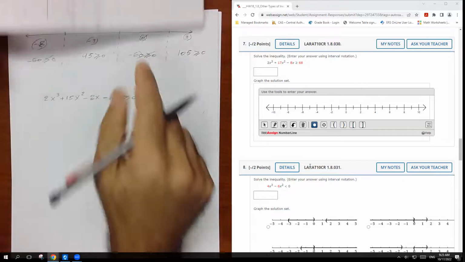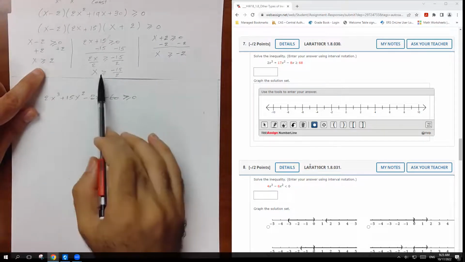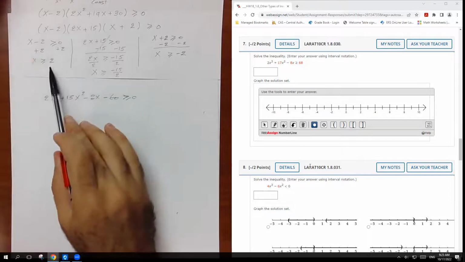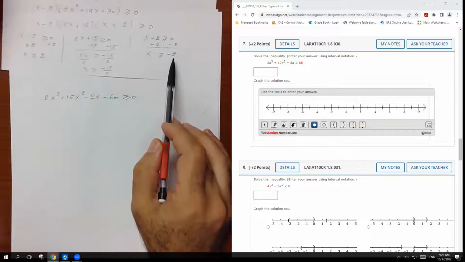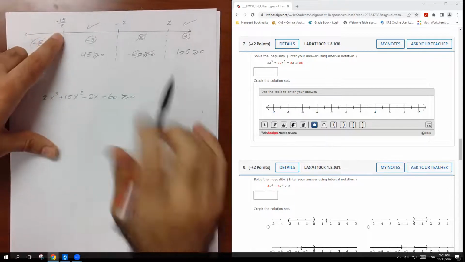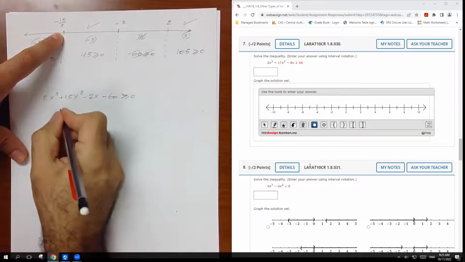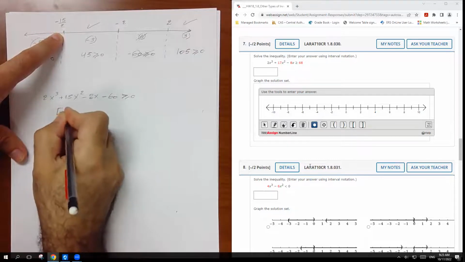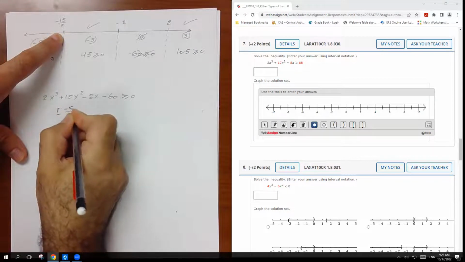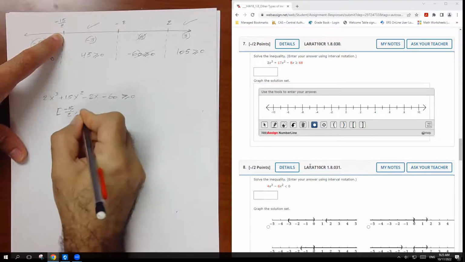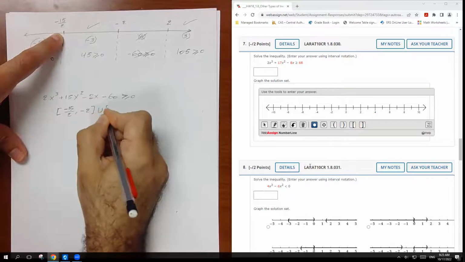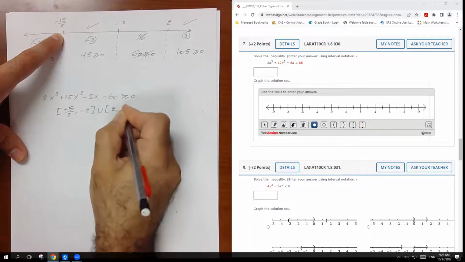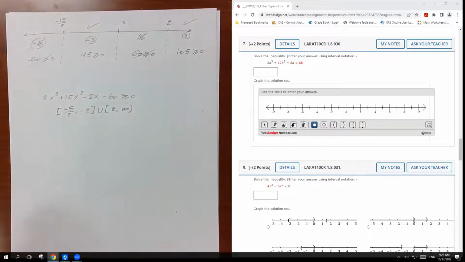And if you look at the key numbers, all have equal signs. So with 2, we're going to put a bracket. With negative 15 over 2, bracket. With negative 2, bracket. Between these two numbers, negative 15 over 2 to negative 2, also bracket, from this side, union, bracket with the 2 and goes to infinity. So this is our solution set for this example.